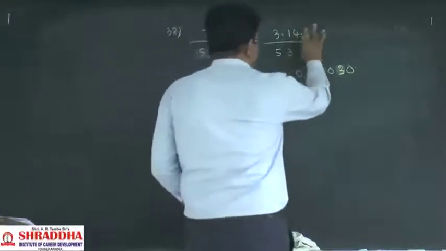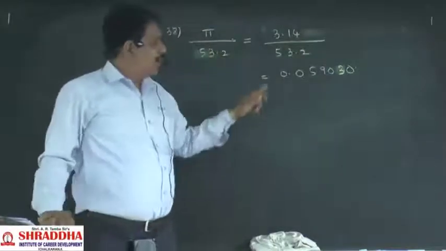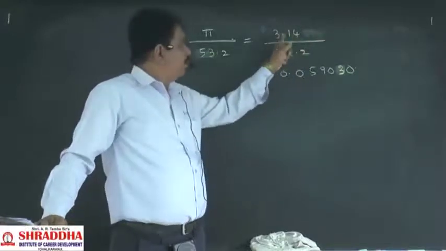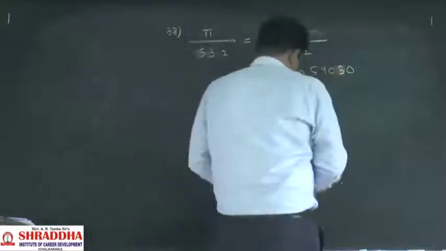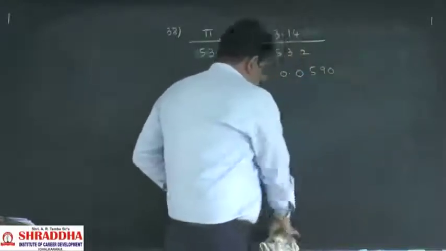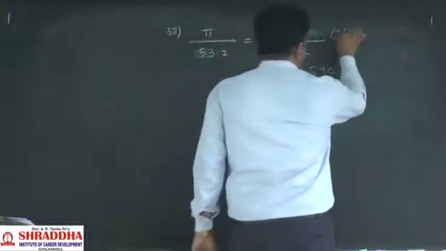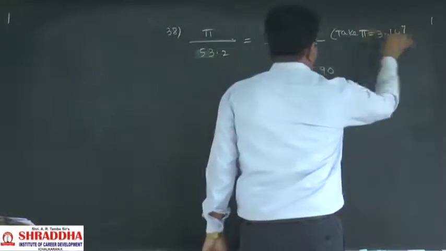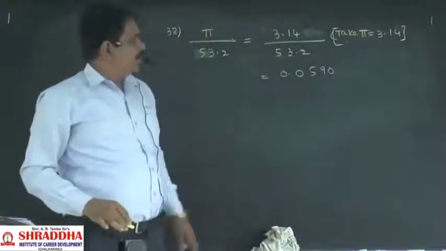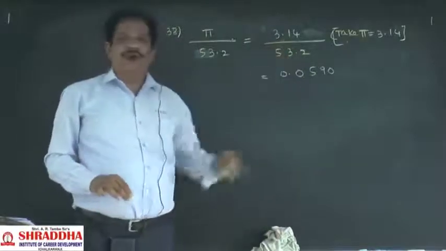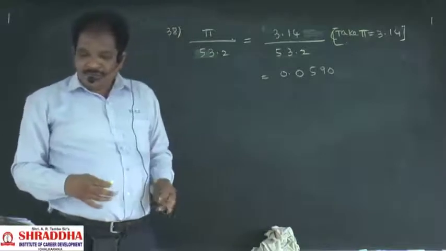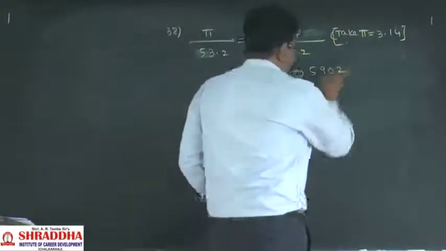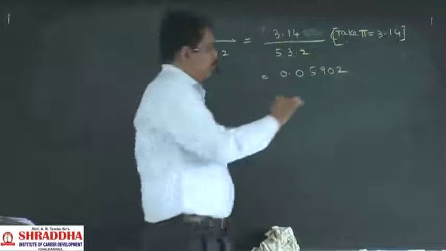Here you take 3.14, enough, and write in the bracket: take pi is equal to 3.14. In the given problem you write this down. Then this value 3.14 by 53.2. We will get this value as 0.059022. It is coming like this.